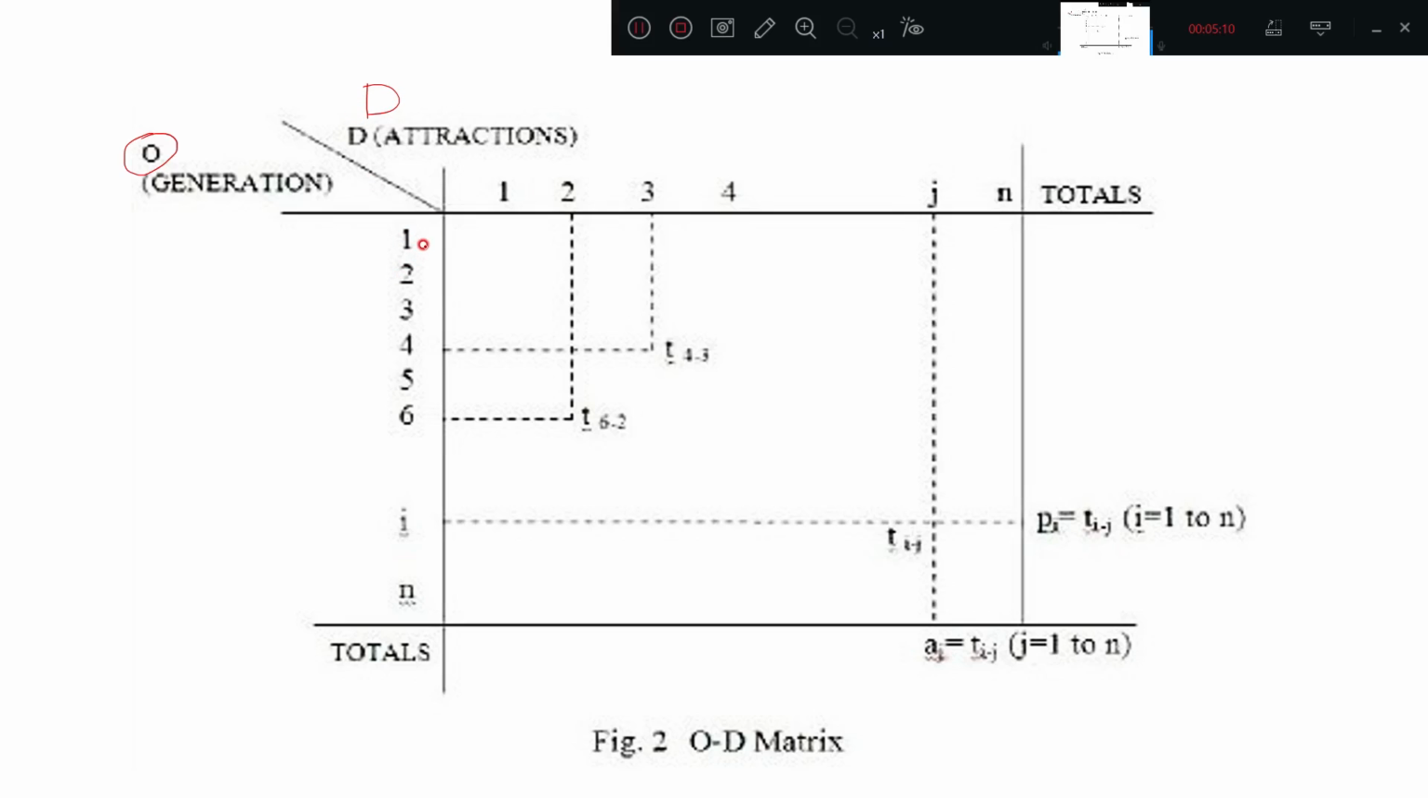Zone 1 is the origin. So, for example, this is the home and this is the college, right? From home, you are coming out and making a trip to zone 2. Zone 1 is say Bhagyanagar, zone 2 is say Mache area. So here you are making a trip from this zone to this zone. So like that, n number of trips.